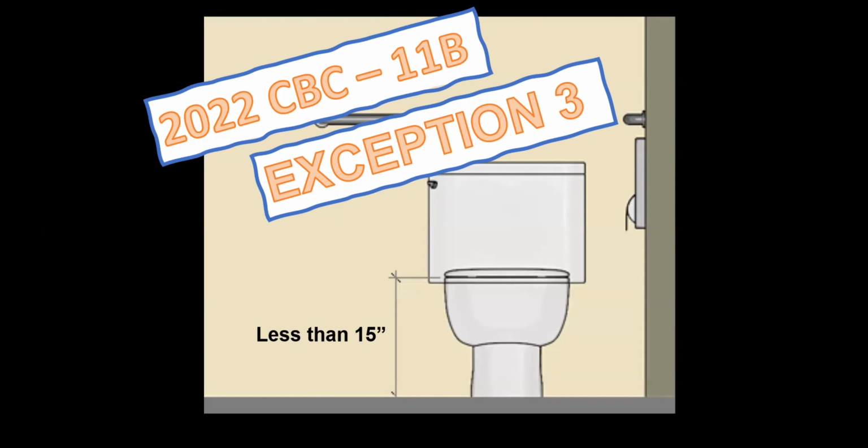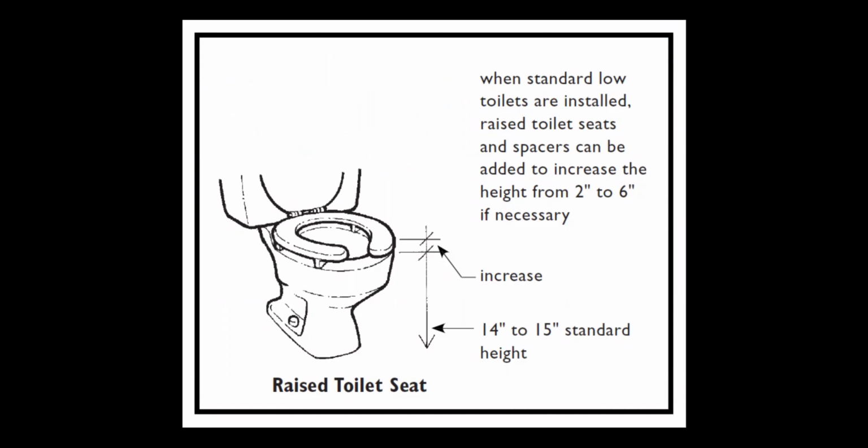This figure is from the Fair Housing Act Design Manual and shows a raised toilet seat when the water closet is 14 to 15 inch standard height. The figure says when standard low toilets are installed, raised toilet seats and spacers can be added to increase the height from 2 to 6 inches if necessary. Again, that's only in the Fair Housing Act Design Manual.